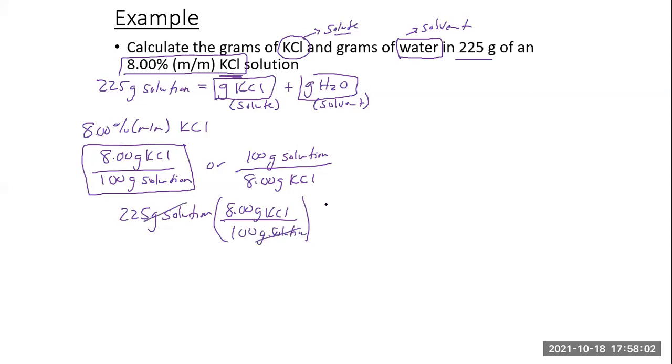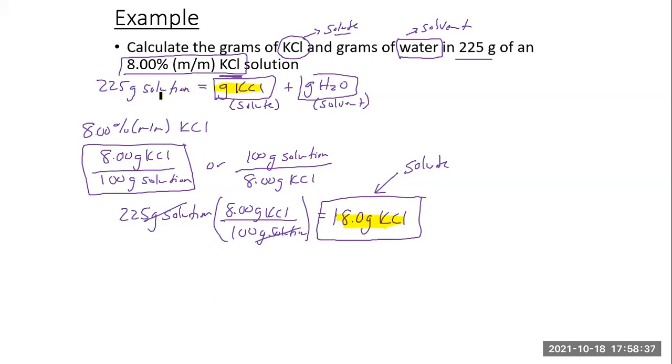the grams of solution will cancel. And if we do that, that is 225 times 8 divided by 100. It gives us 18 grams of KCl. So by using the percent by mass, we've now figured out how many grams of KCl, which is our solute. So this number right here that we just figured out is this number right there.